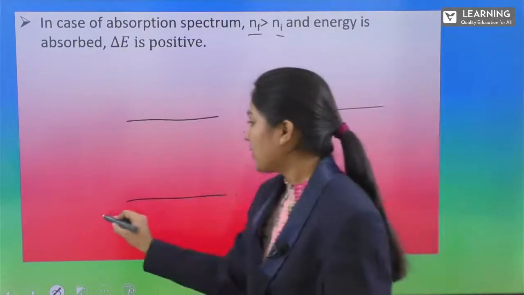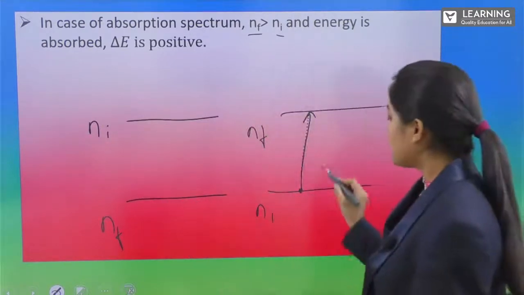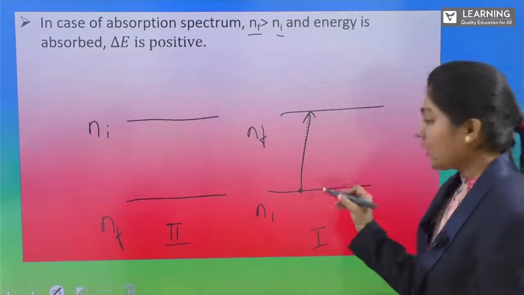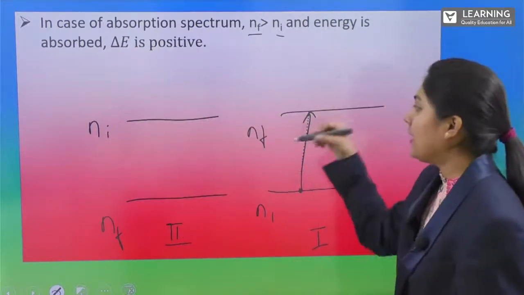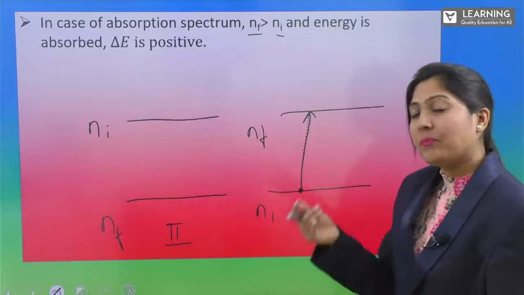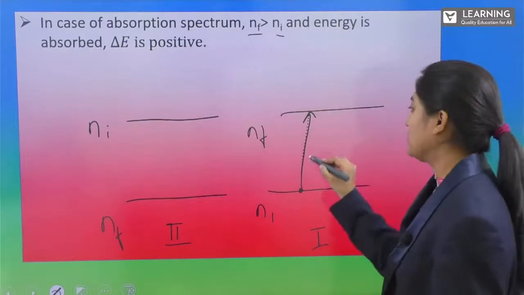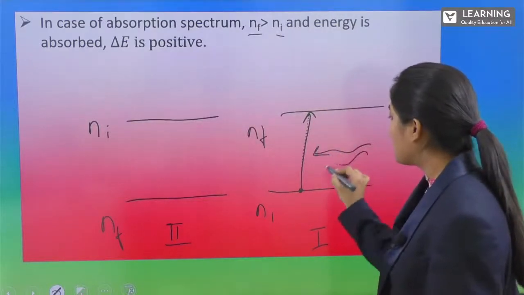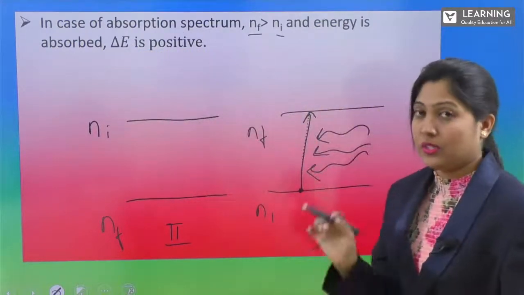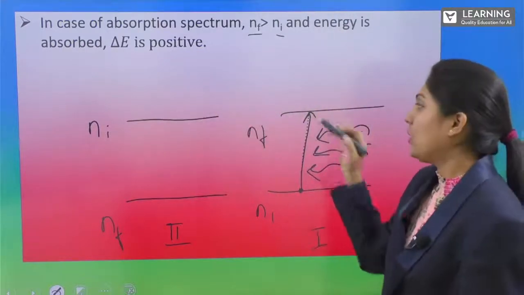I'll just show you. If this is NF and this is NI. So, this is the first condition, this is the second condition. In the first condition, NI is least and NF is more. So, it is jumping from a lower to a higher energy level. While it is jumping, energy is absorbed and then you are getting the excitation. So, here the energy is absorbed, and hence we get absorption spectrum. You need to remember, when do we get the absorption spectrum? When NI is lesser than NF.